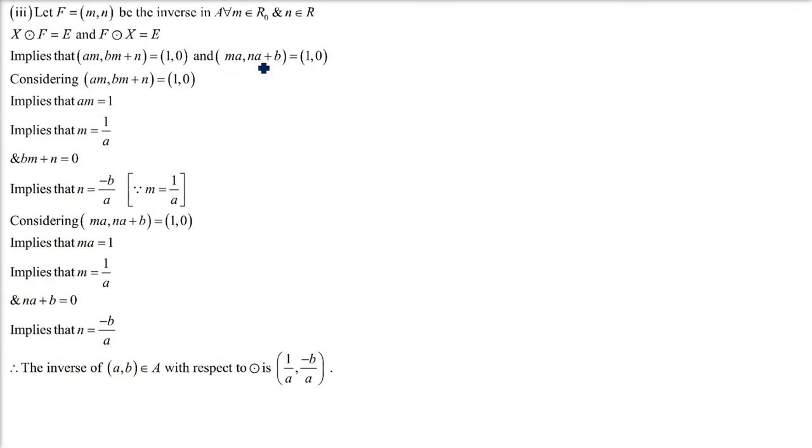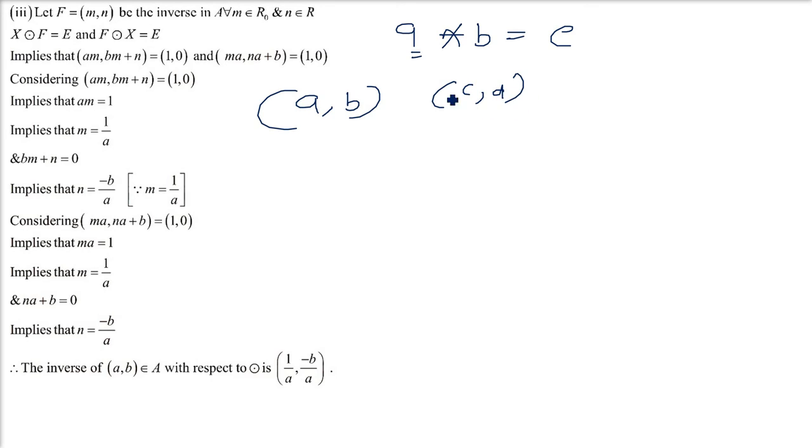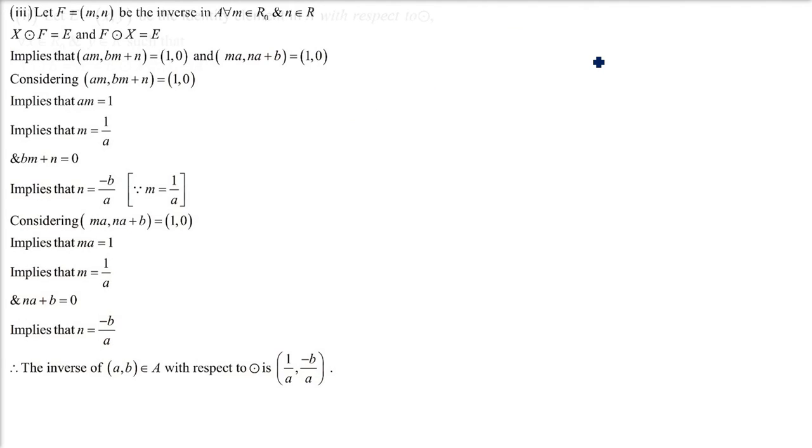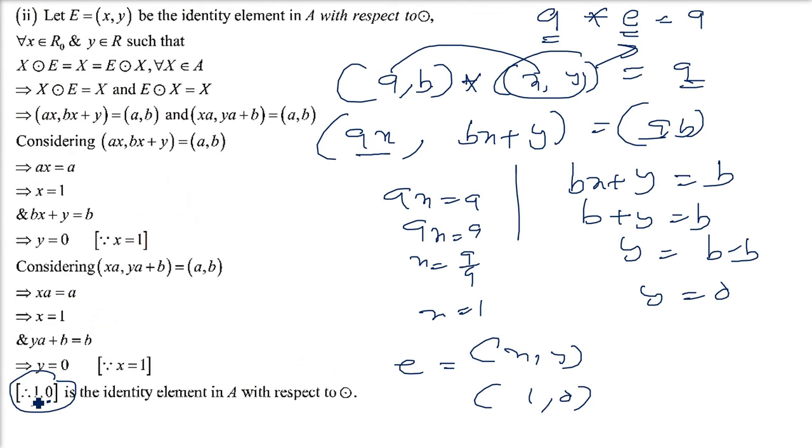The third part, we have to find out the inverse. In order to find the inverse, if we have (A, B), when we operate them we should get E. For the inverse, I can take (C, D). There is another way also here, but let us go with the way we understood just now. So (A, B) operated with (C, D) should give E. And what is E? (1, 0), the identity element. So equate this with (1, 0).